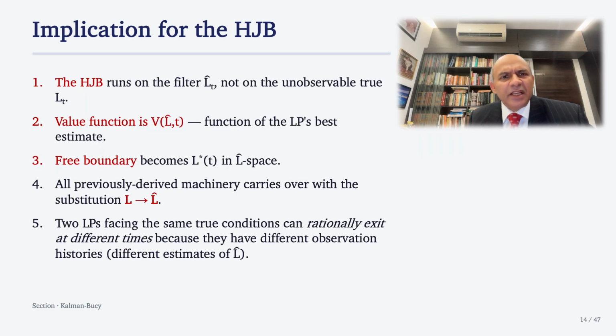So the implication for HJB is we basically substitute L hat for L, the unbiased efficient estimate for L, and the free boundary L star is in the L hat space. So LPs may have different observation histories and decide to exit at different times, although they face the same true conditions.